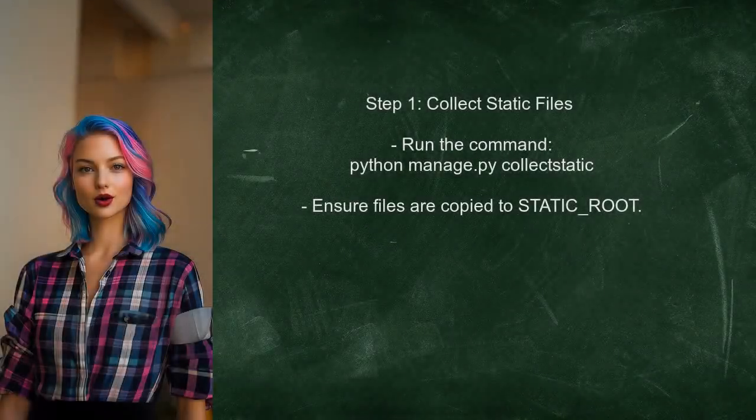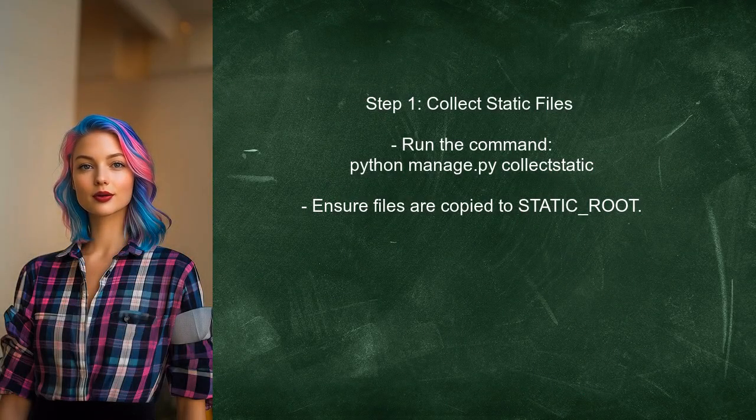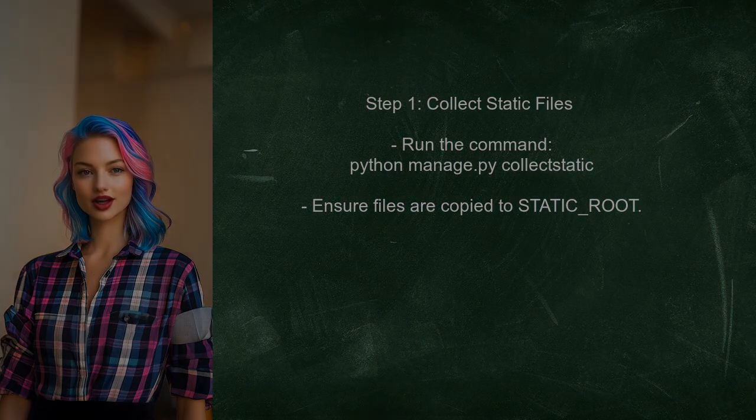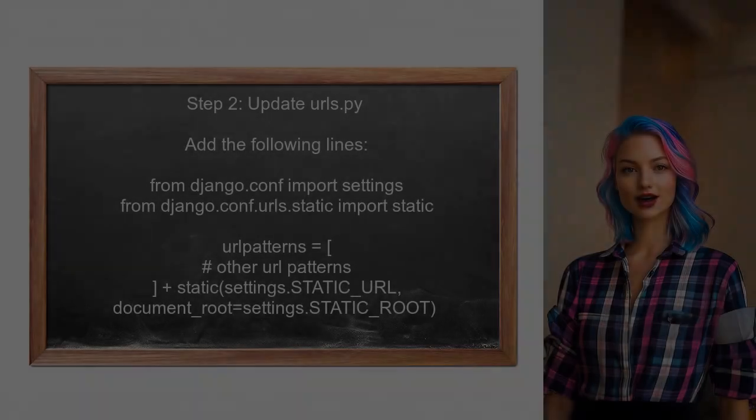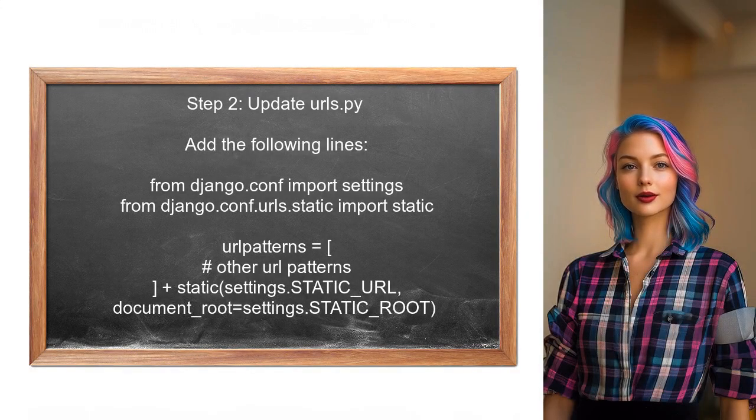To serve static files from the static root directory in Django's development server, the user should first ensure that the static files are correctly collected. This can be done by running the collectstatic command. Next, the user needs to modify the urls.py file to include the static files configuration. This is crucial for Django to serve files from the static root directory.